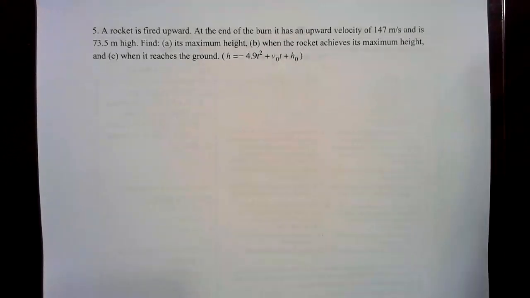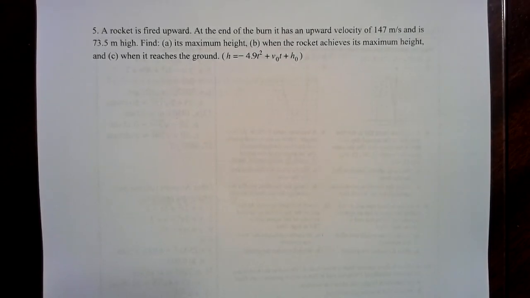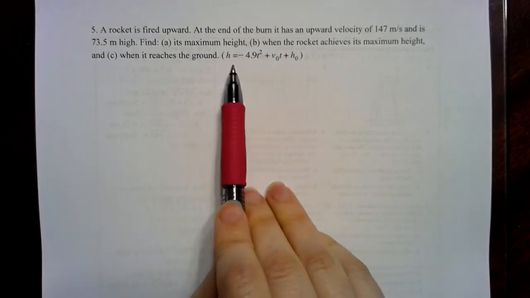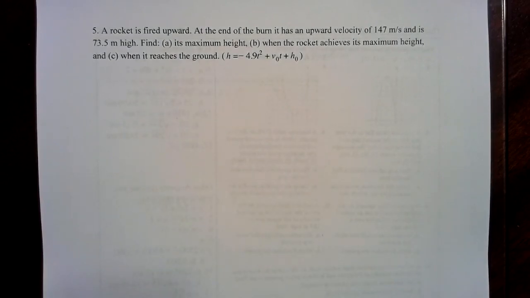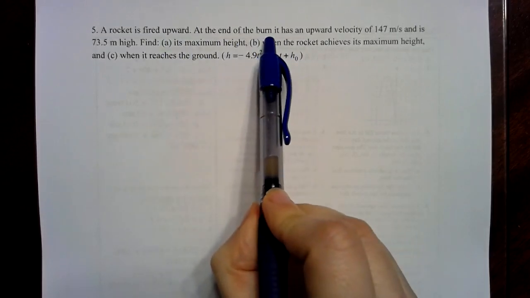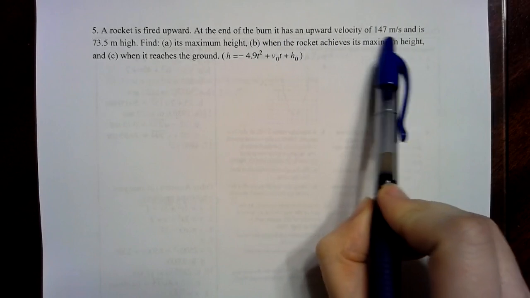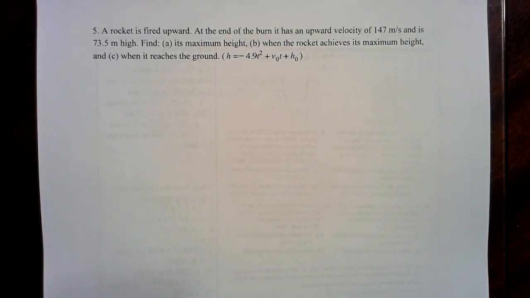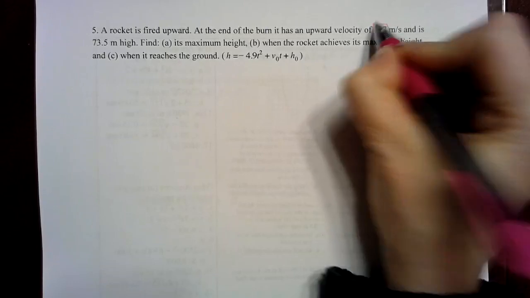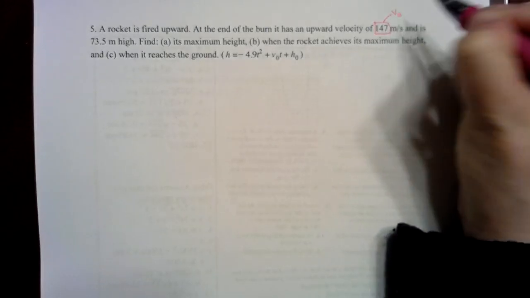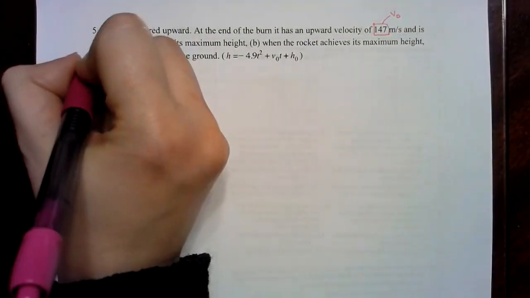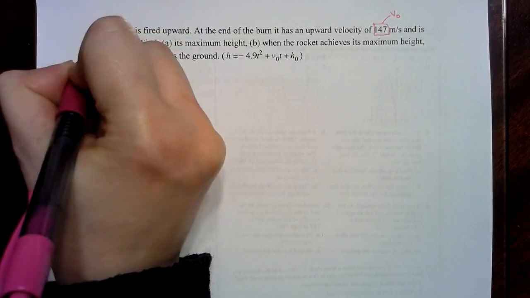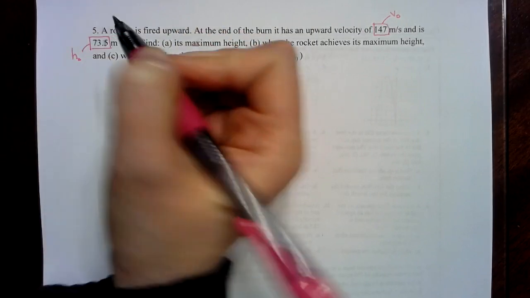Let's try one last example. So this one, we're given a formula that we're going to have to use. Here, the situation is that a rocket is fired upwards, and at the end of its burn, when its fuel runs out, it has an upward velocity of 147 meters per second, which means that 147 is that initial velocity, the velocity at time 0, and it's 73.5 meters high, so that is that initial height.